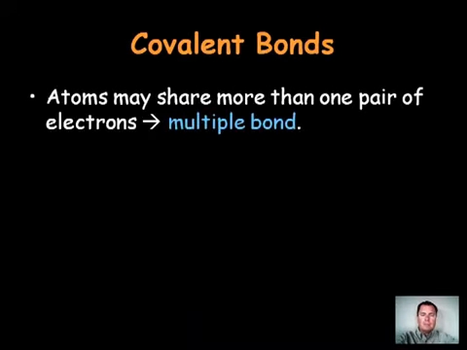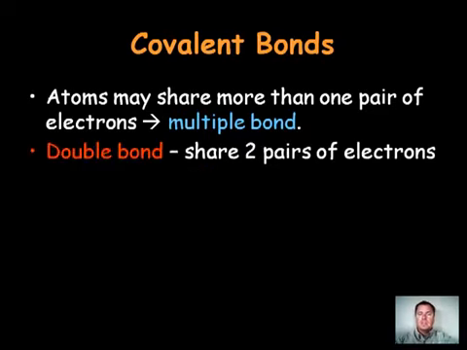What we see is, in that last case, the chlorine atoms shared 1 pair of electrons. But they can go ahead and share more than 1 pair. They can share 2 pairs or 3 pairs. And this is what we call multiple bonds. Single bonds are where they share 1 pair. If they share 2 pairs of electrons, we call it a double bond. So there are 4 electrons involved, or 2 pairs.